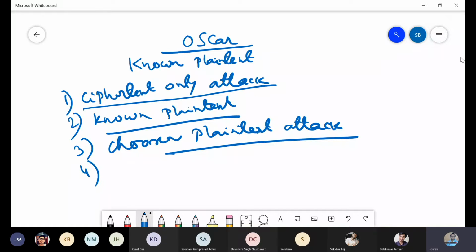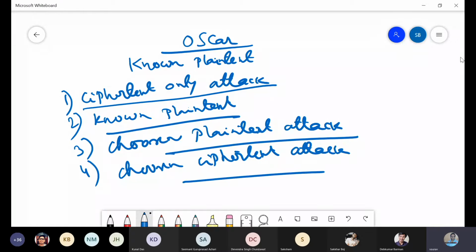And finally, the last one is the chosen ciphertext attack. Here we give the attacker temporary access to the decryption machinery, and then we stop that access. The attacker can give a chosen ciphertext and get the plaintext, and another goal of the attacker is to get the key. Anyway, these are the four things we discussed in the earlier class.